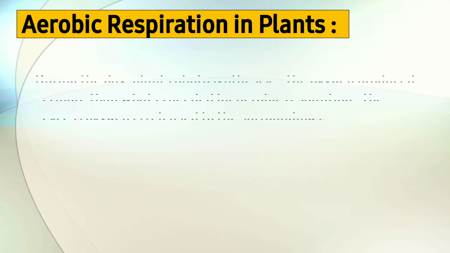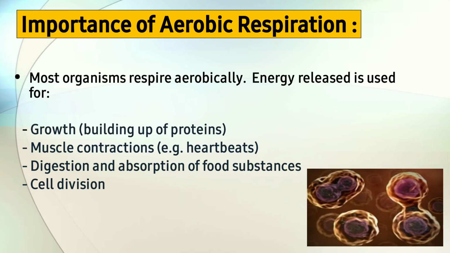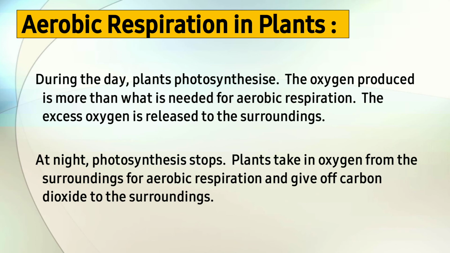Okay. Then what is respiration in plants? During the day, plants carry out photosynthesis. The oxygen produced is more than what is needed for aerobic respiration. The excess oxygen is released to the surroundings. At night, photosynthesis stops. Then plants take in oxygen from the surroundings for aerobic respiration and give off carbon dioxide to the surroundings.